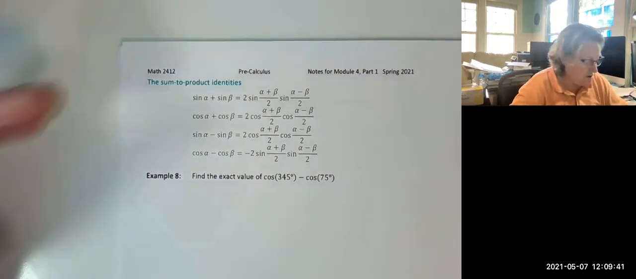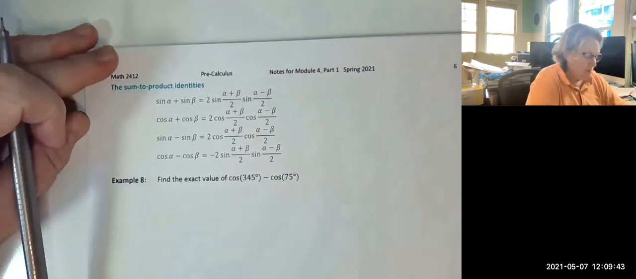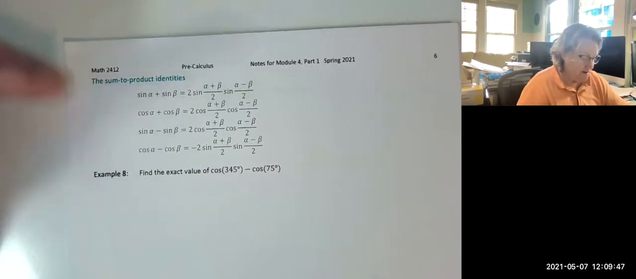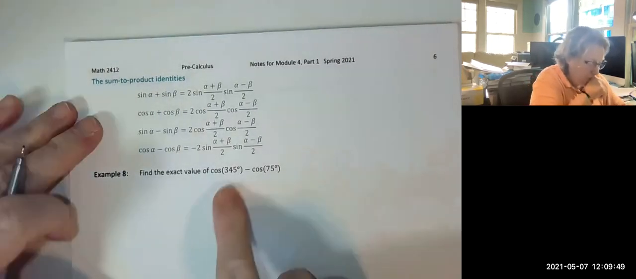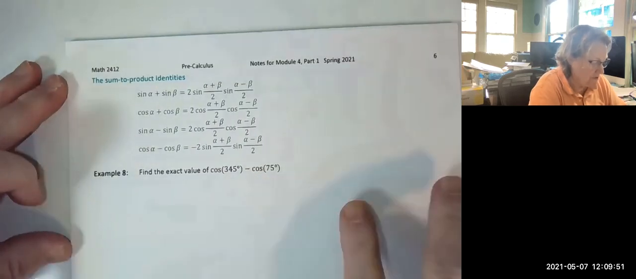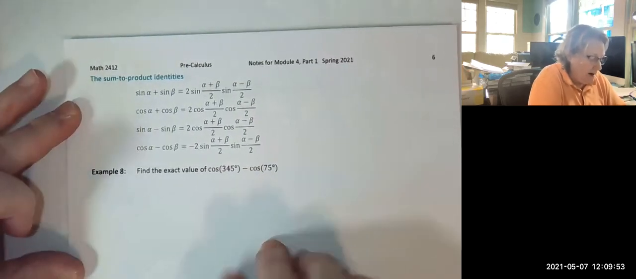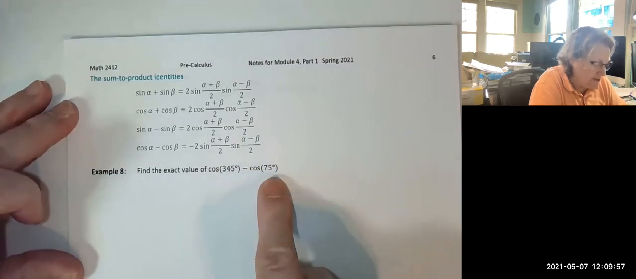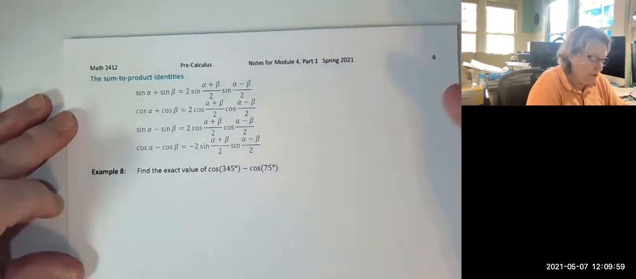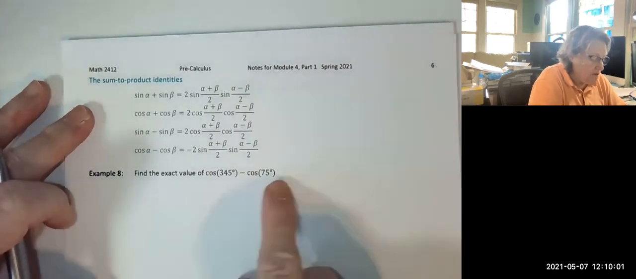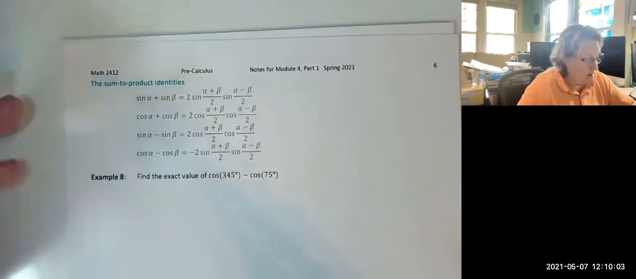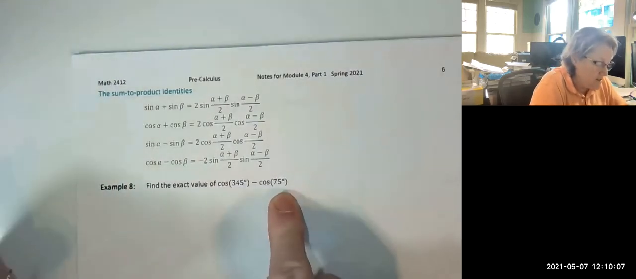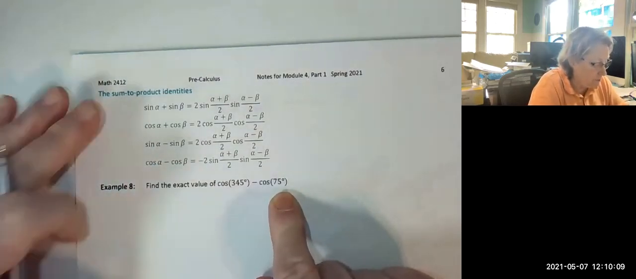Right, so let's use those identities. For some reason, our book likes using degrees, and sometimes that's important. So we're going to do a few examples with degrees. I have the cosine of 345 degrees minus the cosine of 75 degrees. And if you look on your unit circle, neither of these values is a nice value. In other words, neither of these values is a point on our unit circle.